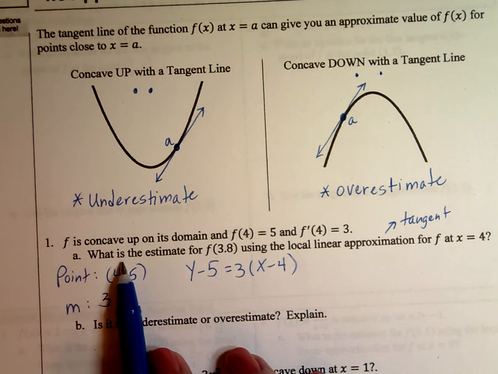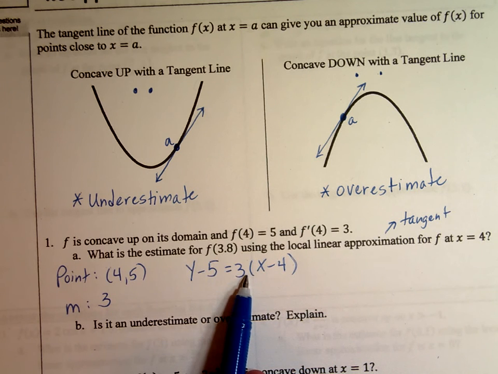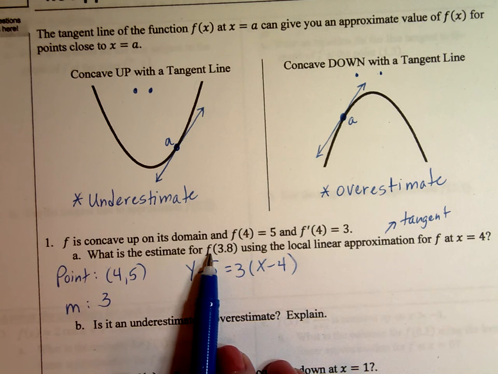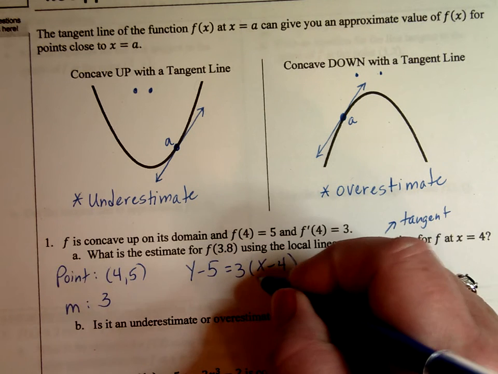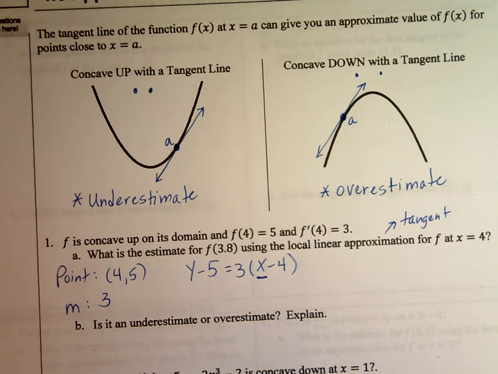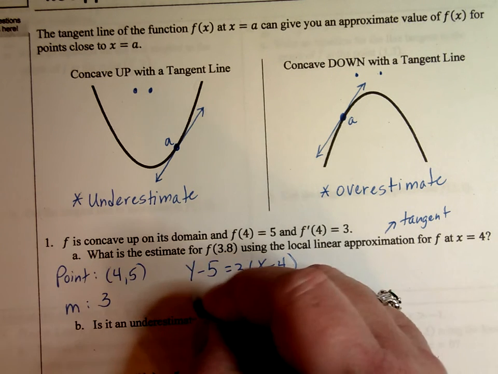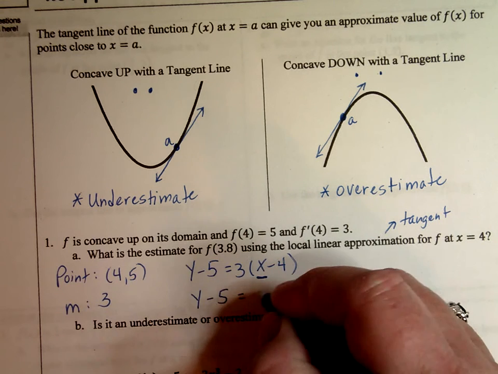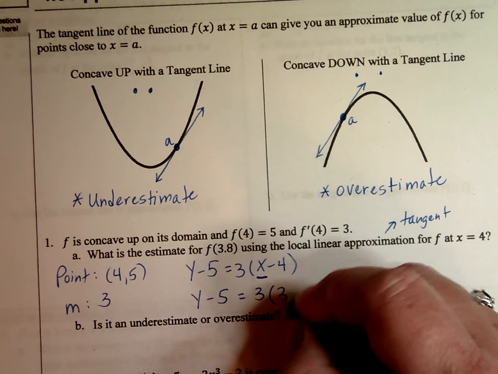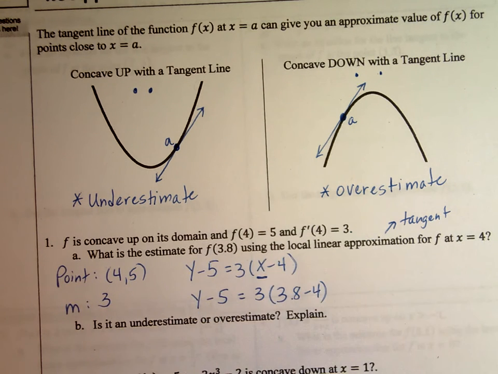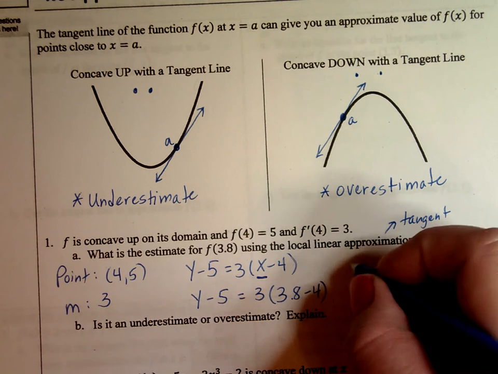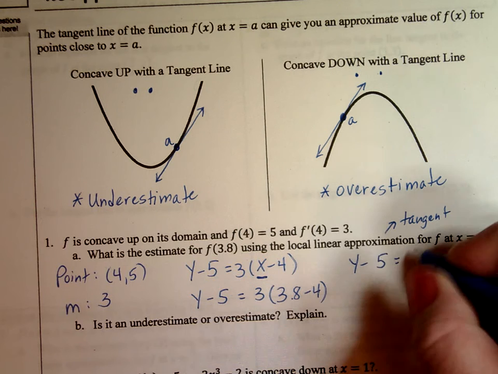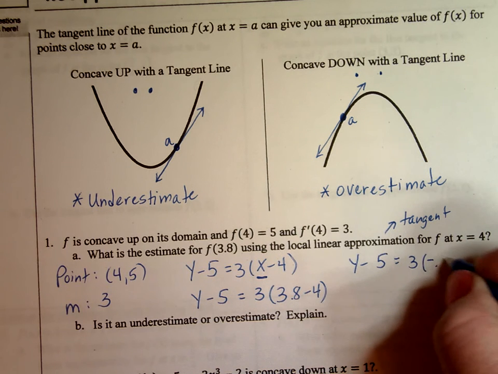Now they're going to tell you, all right, now use that equation of the tangent line to estimate what the function's doing at 3.8. So we're going to take that 3.8 and plug it in for the x value here and see what comes out. So y minus 5 equals 3 times 3.8 minus 4. Let's calculate it out. 3.8 minus 4 is a negative 0.2. Y minus 5 equals 3 times a negative 0.2.